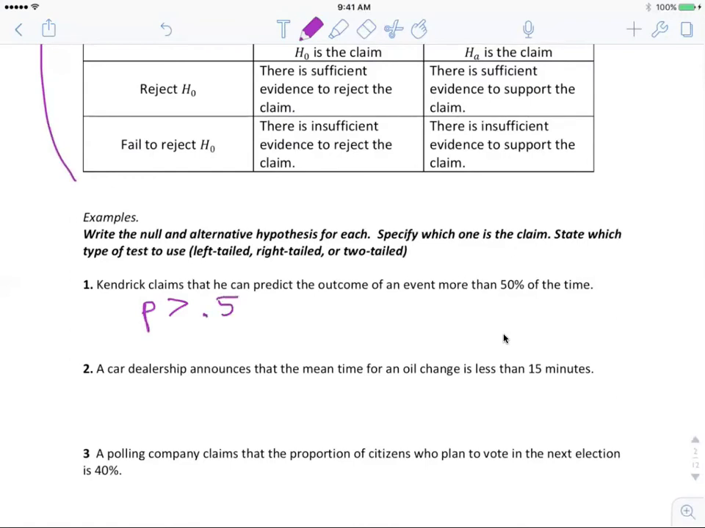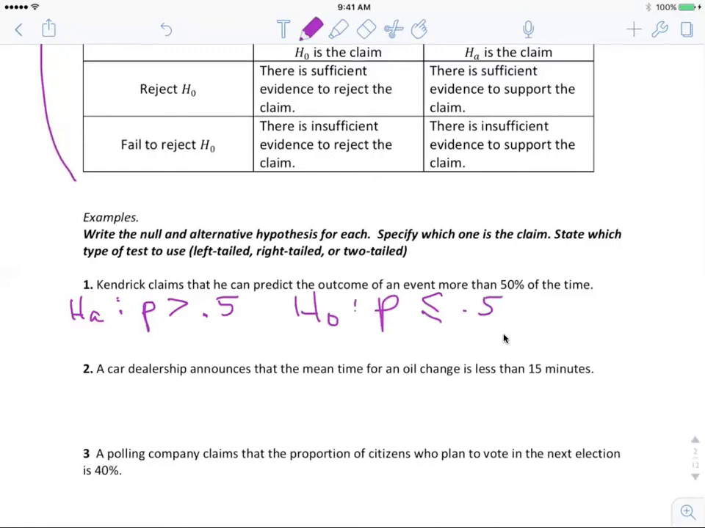And that is because it's a greater than and does not have equal. That will be an HA statement. So anytime there's not equals in there, it's an alternative hypothesis. The H sub 0 is the opposite of H sub A. So I'm still going to use P and I'm still going to use 0.5. I'm just going to flip the inequality around and put equals on.